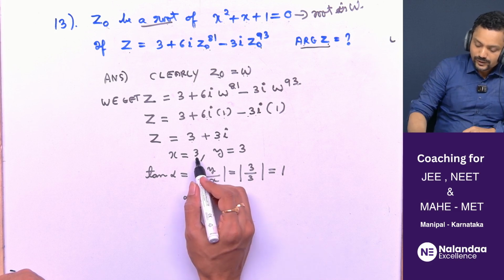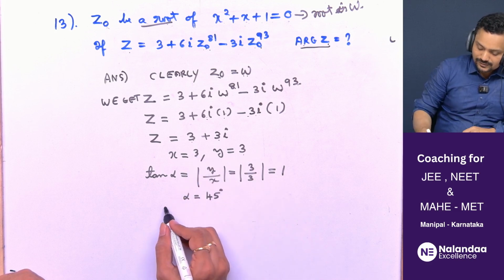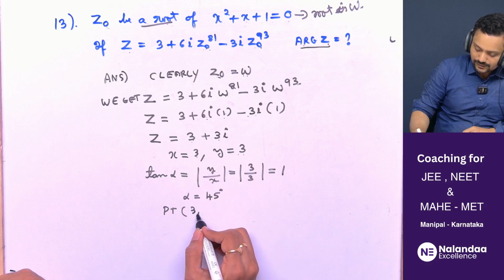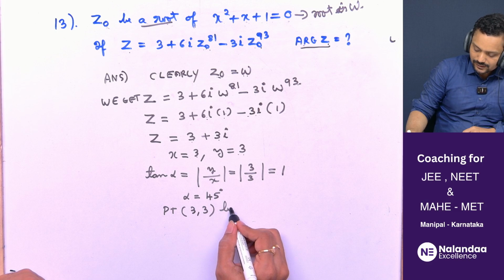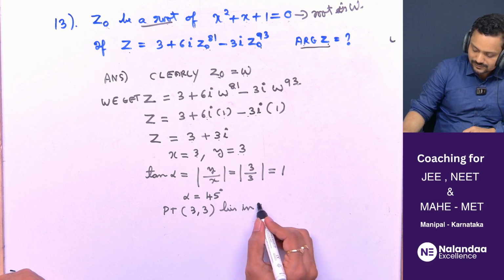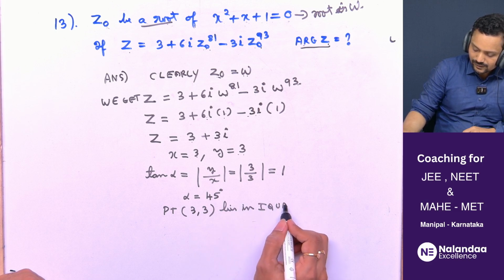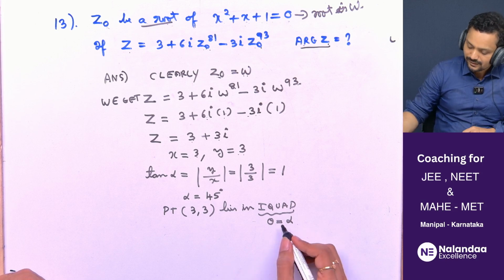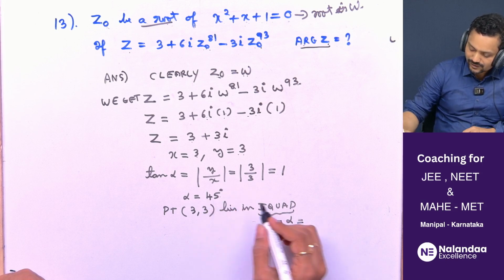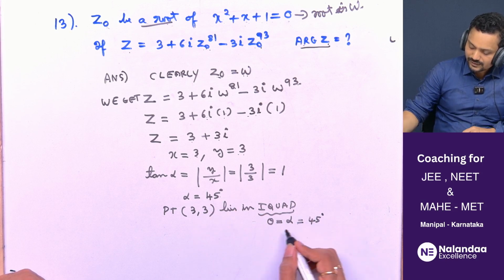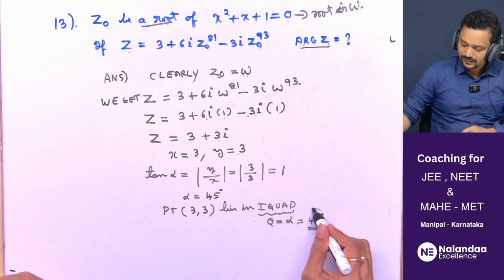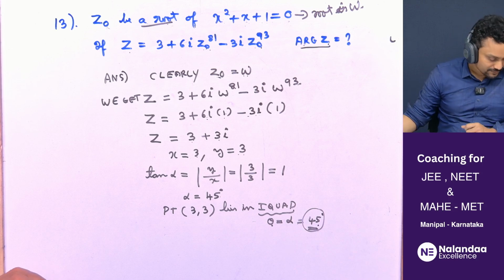Correct. Now the point 3 comma 3, that's very important, the point x comma y, lies in the first quadrant. And we know in the first quadrant from that table, theta is equal to alpha, and alpha is 45. So therefore theta is equal to 45 degrees. They had asked what is the argument. The answer is 45 degrees.